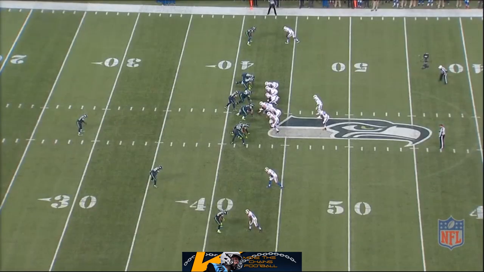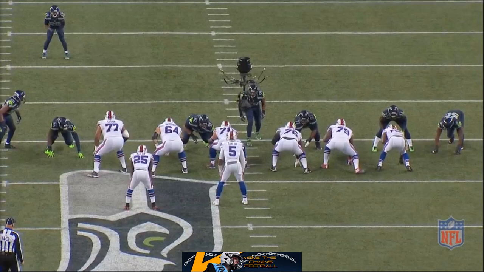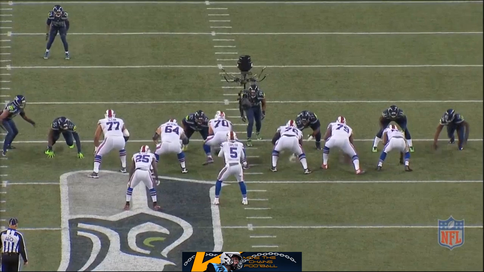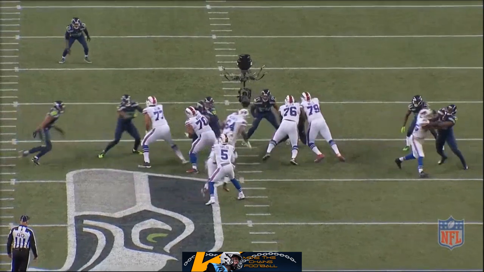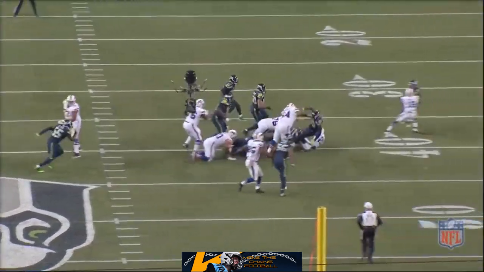The Bills ran the same play later in this game. This time, instead of crashing down to chase the running back, the read man sits outside to contain the quarterback. This means the quarterback hands off the ball to the running back.